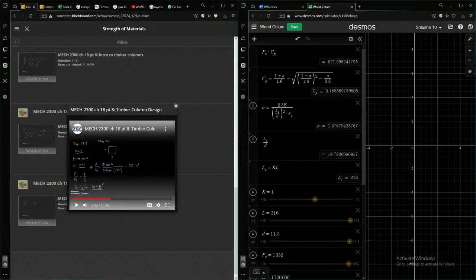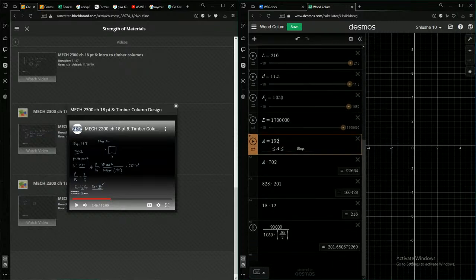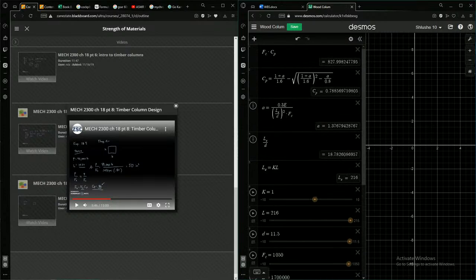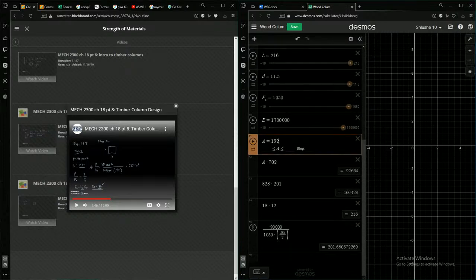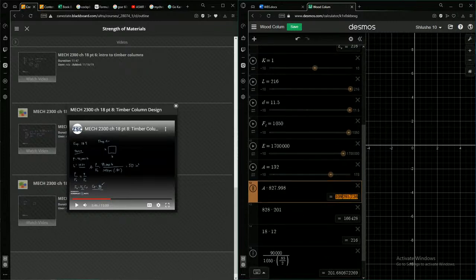F C times C P equals 827.998. Again, with the weird number. And then we're going to take this 827.998. We got a little over 100,000. That's quite a good bit over, but it is a square beam, and I'm pretty darn certain that if I chose a beam with any less area, I don't think it would have worked.